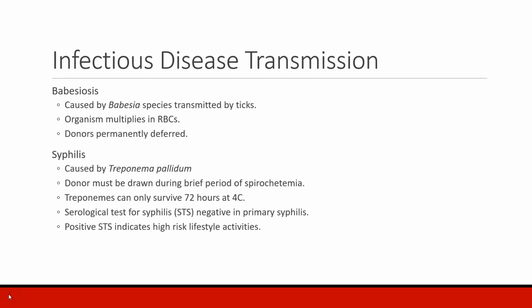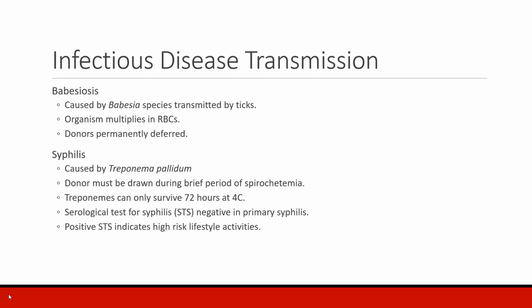Babesiosis is caused by Babesia species, which is transmitted by ticks. The organism multiplies rapidly in the red blood cells. Donors are permanently deferred if they have had babesiosis. And if you look at the peripheral smear, sometimes it looks very similar to malaria. So you have to be real careful when determining what this organism is.